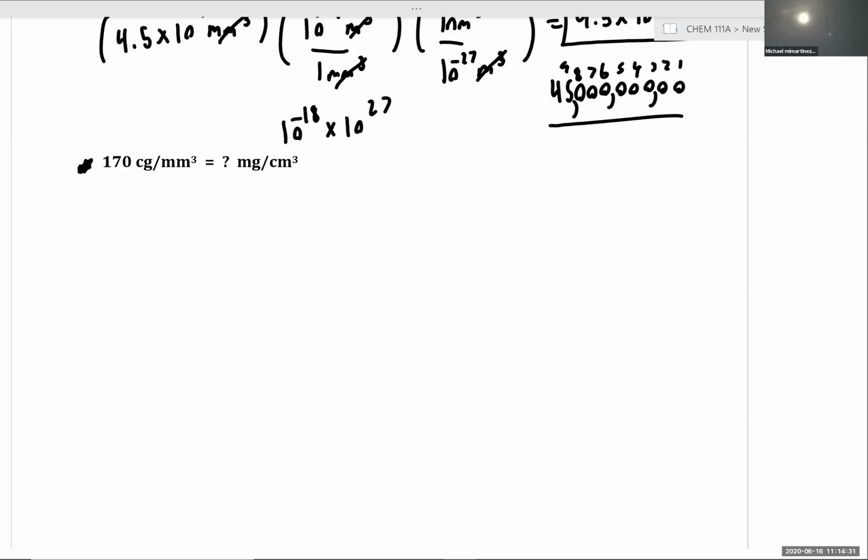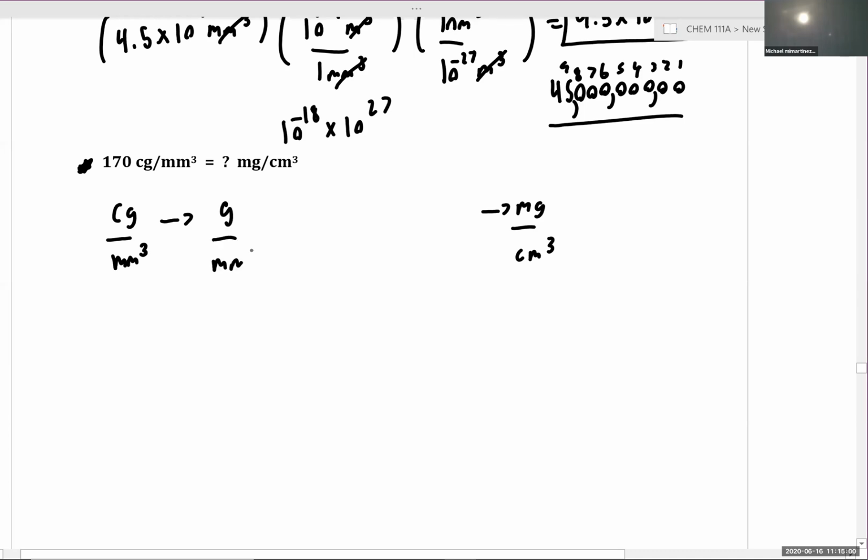We have a reasonable pool of responses so far, so let's discuss this example. First and foremost, let's write out our units. We have centigram per millimeter cubed, and our end goal is milligrams per centimeter cubed. First, we'll convert our top prefix unit of centigrams to our base unit of grams. Then we'll go from grams to milligrams. Once that is complete, we have millimeters cubed. We need to get to centimeters cubed, so we'll go through our base unit of meters cubed.